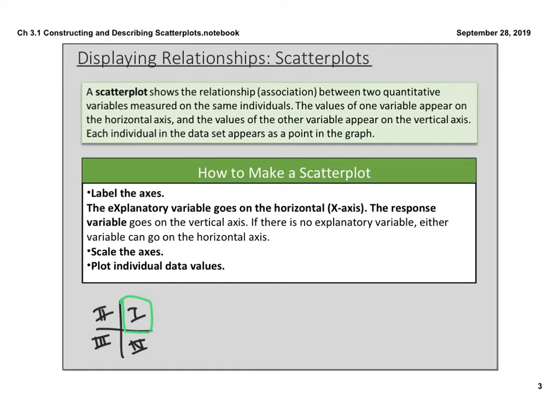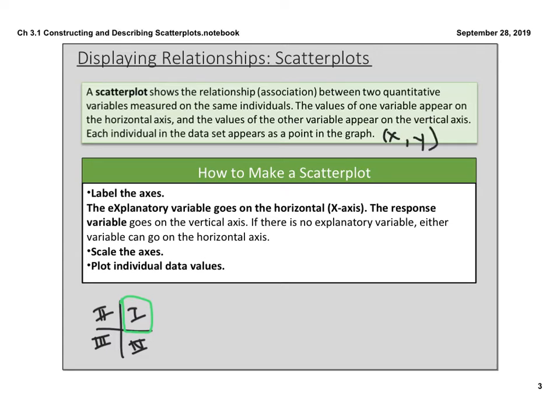It says the scatter plot shows a relationship or an association between two quantitative variables that are measured on some individuals. The values of one variable appear on the horizontal axis and the values of another variable appear on the vertical axis. Each individual in the set appears as a point throughout the graph. So you're going to graph these things as points, x, comma, y.